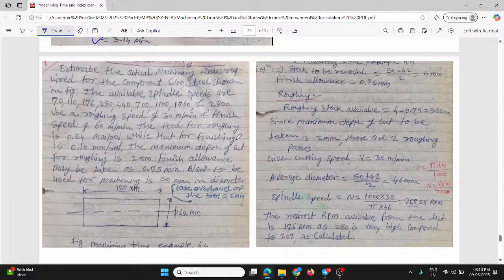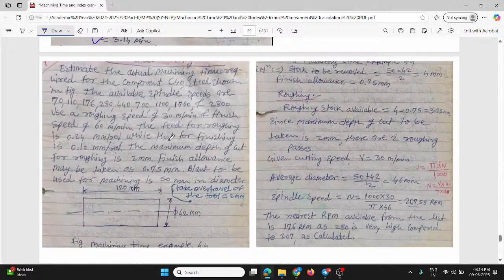So here you can see the statement of the numerical. It may be like this: estimate the actual machining time required for the component of C40 steel shown in the figure. The available spindle speeds are 70, 110, 176, 280, 440, 700, 1100, 1760, 2000, 2800. Use a roughing speed of 30 meter per minute and a finish speed of 60 meter per minute.